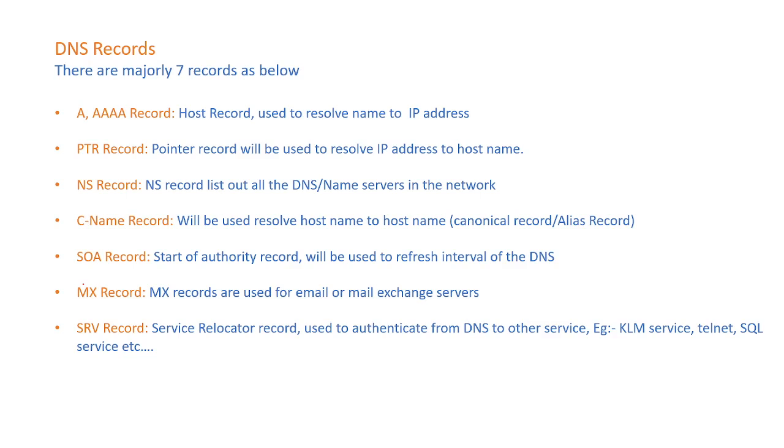And then the last one is SRV record. SRV record means it is a service locator record. If you want to locate a service in the domain, this SRV record will be helpful. Say for example, in the corporate world it is very difficult to maintain the licenses. You have 10,000 laptops, 2,000 servers. The tracking of the license is very difficult. That is why we bring in a service called KLM, Key License Manager Service.